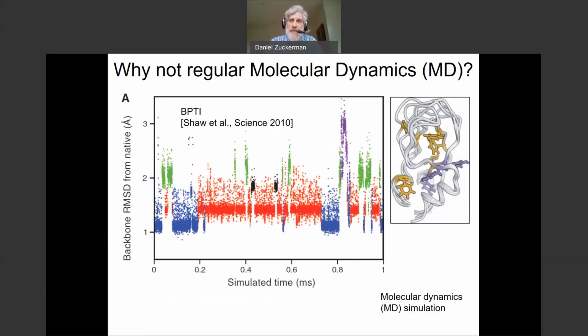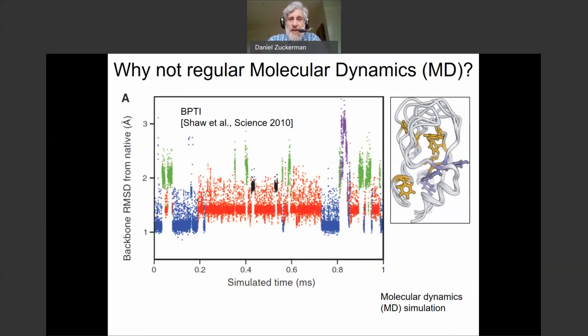So let me focus for now on molecular dynamics simulation. This is just a trace of the RMSD versus time. The RMSD is the deviation from a reference structure, and this shows the different states that a system visits over time. This is actually a record-setting molecular dynamics simulation. It's a millisecond long.